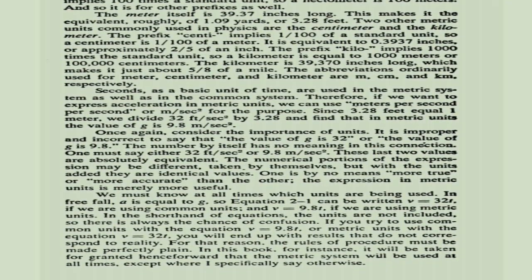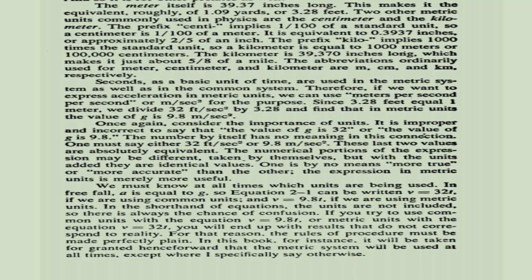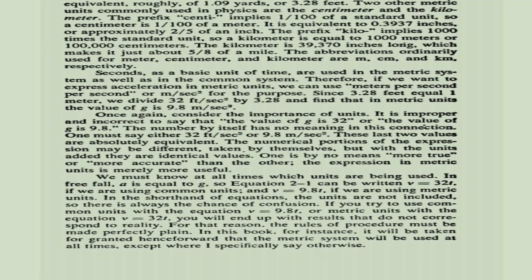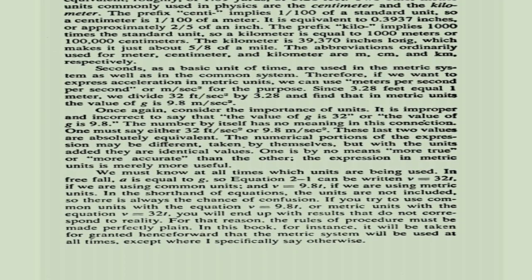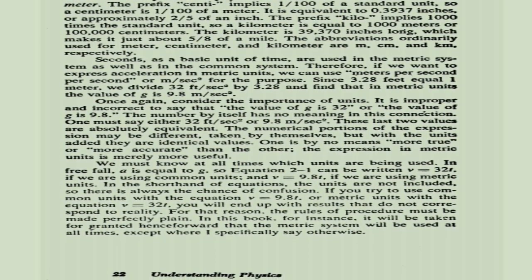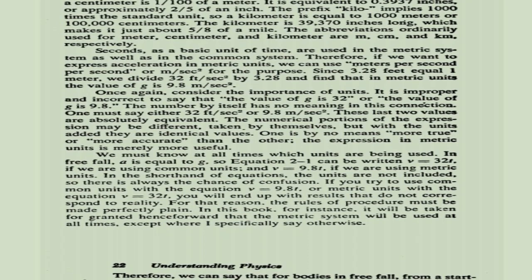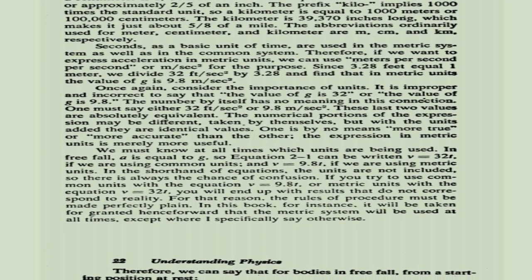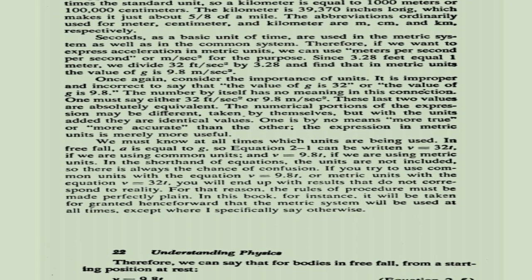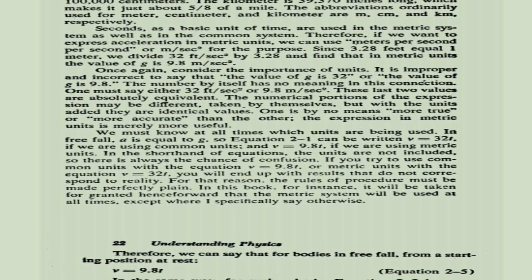In free fall, acceleration is equal to gravity. So equation 2-1 can be written v equals 32 times t if we are using common units, and v equals 9.8 times t if we are using metric units. In the shorthand of equations, the units are not included, so there is always the chance of confusion. If you try to use common units with the equation v equals 9.8 times t, or metric units with the equation v equals 32 times t, you will end up with results that do not correspond to reality.